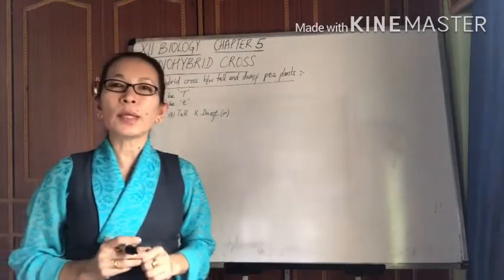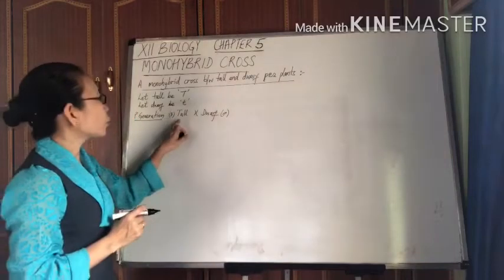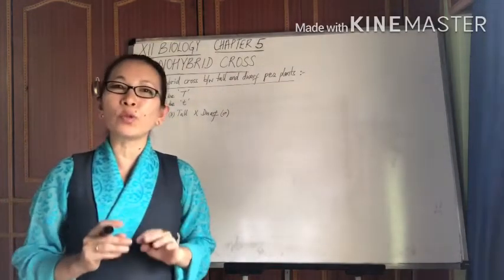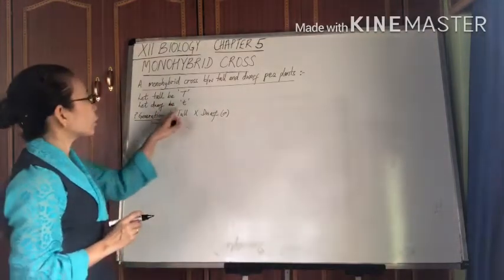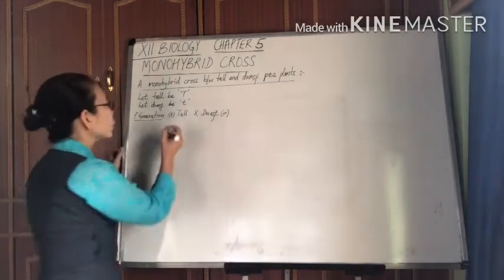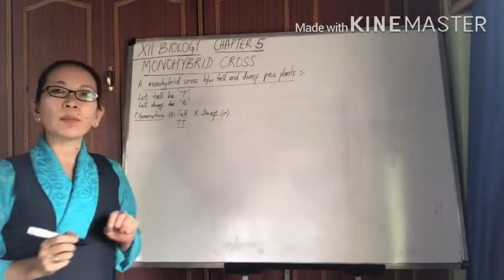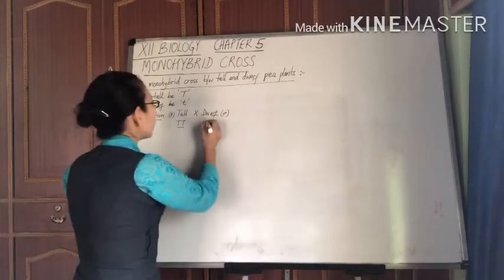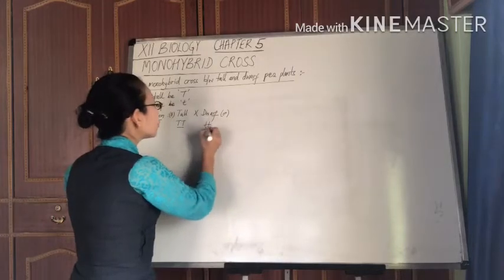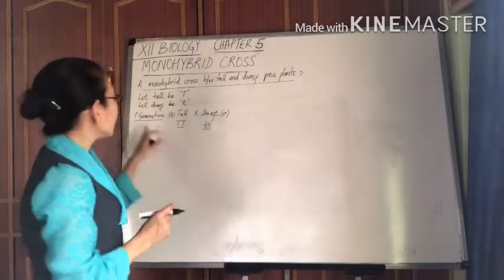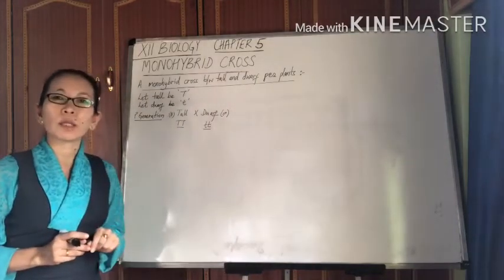And now we need to assign the genotype for tall and dwarf. Since we know that Mendel's parents are always true breeding, and because we know that tall is the dominant character, the genotype of tall would be 2 capital T's and the genotype of dwarf would be 2 small t's. Okay, so with this we have finished with the P generation or the parental generation.